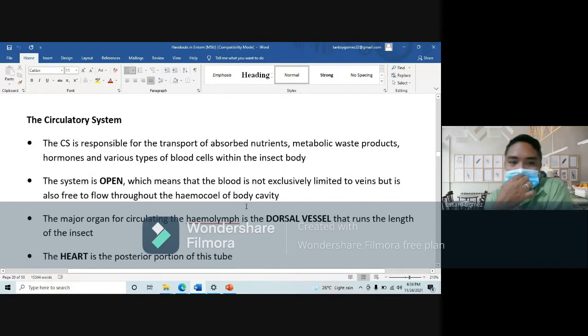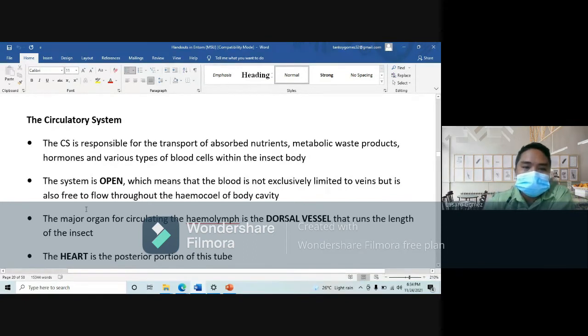Okay, unsa ang circulatory? It is responsible for the transport of absorbed nutrients, metabolic waste products, hormones, and various types of blood cells within the insect body. But most likely ang kasagaran nato madumduman sa circulatory is more on blood. Okay, but accordingly sa atong source, it also transports nutrients, the metabolic waste products, hormones. Okay.